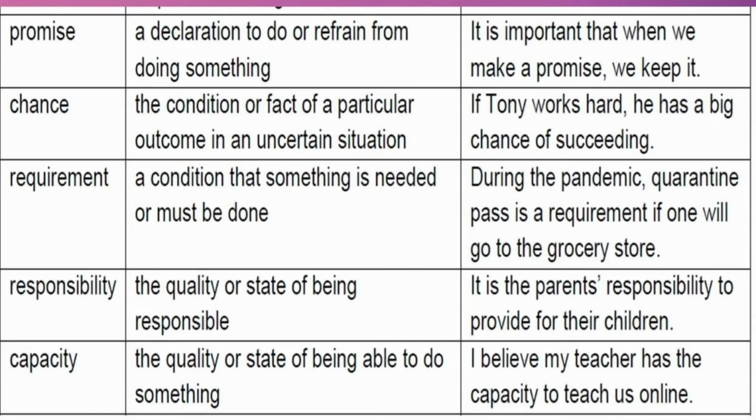And lastly, we have capacity, meaning the quality or state of being able to do something. This is somewhat related to ability. But when we say capacity, this is your limit. When we say ability, this can be your talent, something that uniquely you have. Example for capacity: I believe my teacher has the capacity to teach us online. So when we say capacity, again, this is something that you can do, and this can also refer to your limitations.